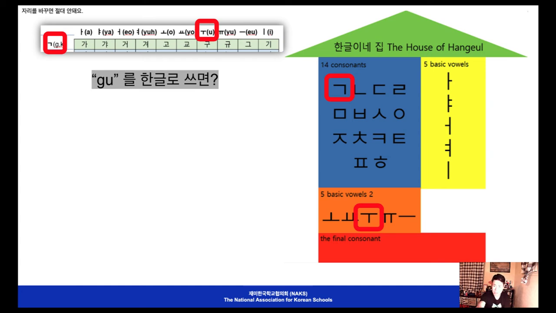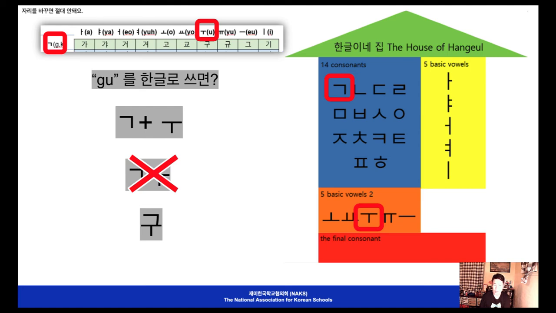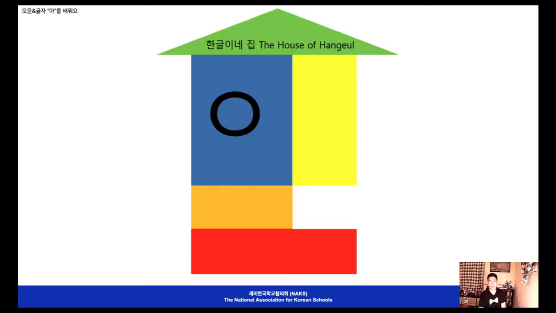Basic vowel set number 2 means horizontal. It has to go horizontal. Do you write that? 이거 이렇게. This is the one.